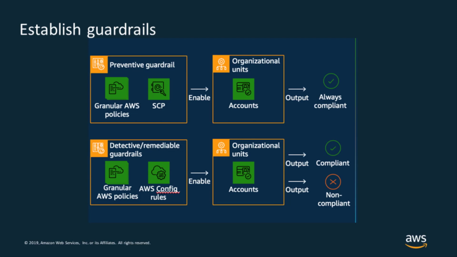The detective guardrails are implemented using AWS Config rules. These guardrails detect non-compliance of resources within your accounts. Unlike SCPs, which are applied at the account level, the AWS Config rules only apply on supported regions for Control Tower. Now, AWS Control Tower provides three types of guardrails: mandatory, strongly recommended, and elective.